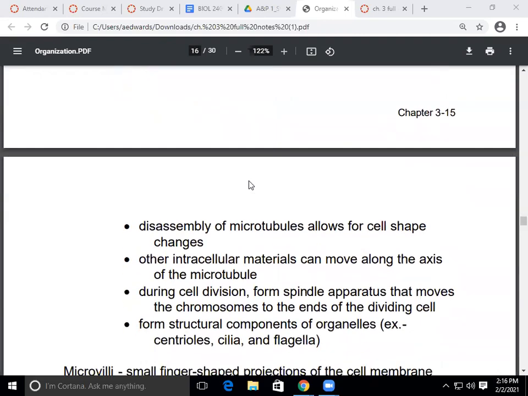Also, they're involved during cell division. Okay, so you form your spindle apparatus, which allows those chromosomes, the DNA and protein, to move to opposite ends of cells that are divided. Also, microtubules form structural components of the organelles, particularly for flagella, cilia, and centrioles. Okay, so those are going to involve microtubules.